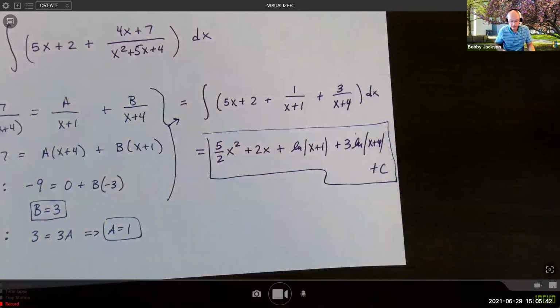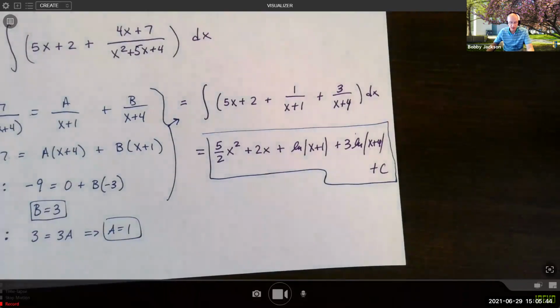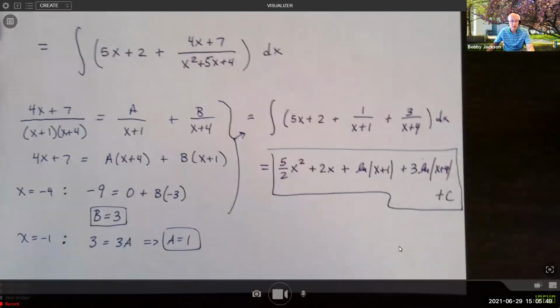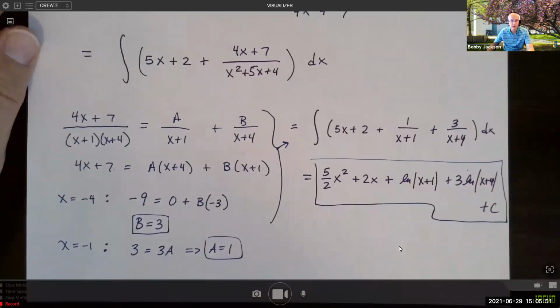And that is the final result with the fun method of partial fraction decomposition. So I hope that sort of clarifies how to proceed with these type problems.